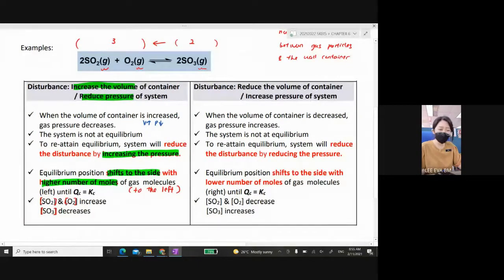Minta maaf madam punya grammar. Sometimes cannot tahan juga. Okay, so concentration SO2 decreasing.